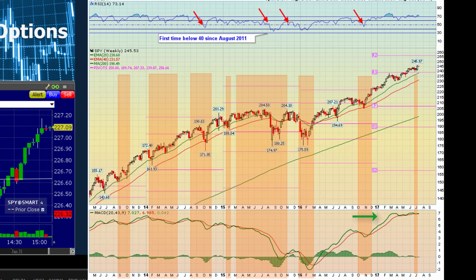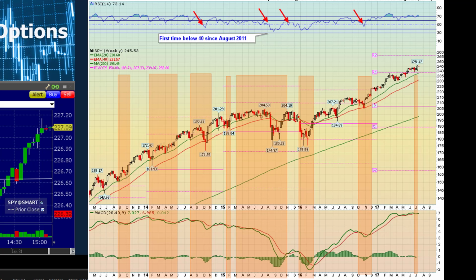Now let's put this all together to see where we are at this point in time. The 20-week is above the 40-week. The RSI is at 73. Those two suggest we're still in a bull mode. The MACD at the bottom is moving sideways. That suggests momentum is slow at this point in time. Momentum is not binary. It's not just up or down. It's up, down, or sideways. So right now the momentum looks sideways.